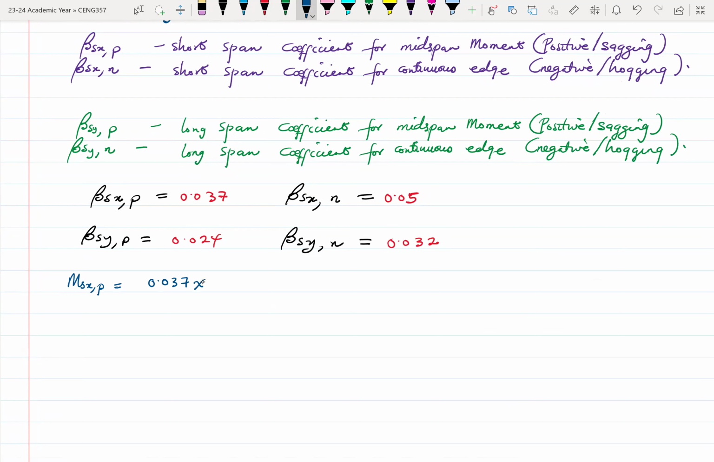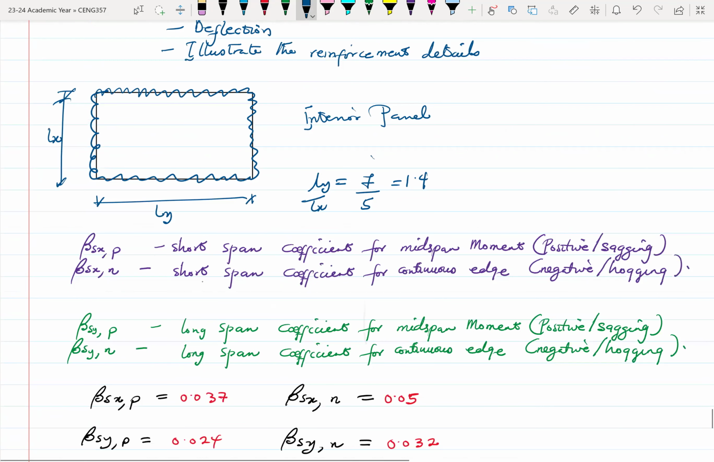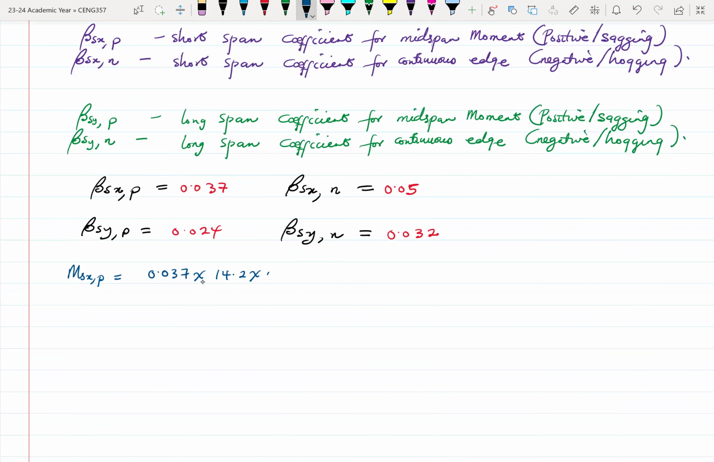0.037 times the load, which is 14.2 times, here our LX is 5 meters, so 5 squared, and that will give us 17.8 kilonewton meter, sorry. So this is supposed to be the short span, mid span moment. All right, so that's what this is for.